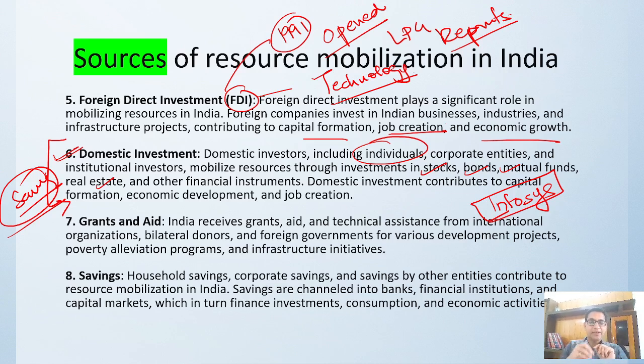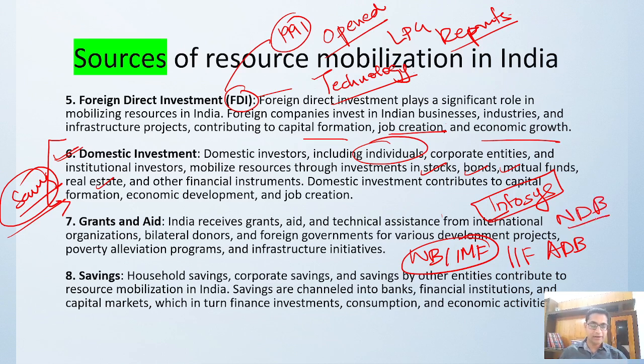Then grants and aid, where from outside we are getting money and technical assistance from international organizations. You are getting from the World Bank, you are getting from the IMF, multilateral banks. Right? International infrastructure finance, ADB, and the New Development Bank, NDB.